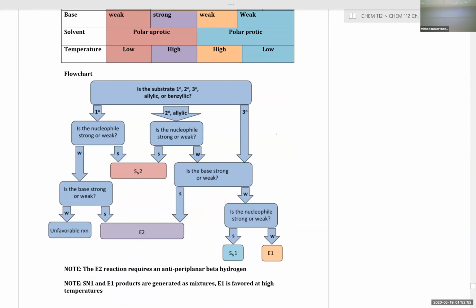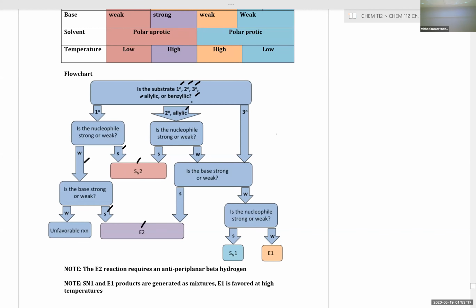If you want a flow chart, this is how I like to think through my reactions. I ask myself, is my substrate primary, secondary, tertiary, allylic, or benzylic? If it's primary, I then ask myself, is the nucleophile strong or weak? If it's strong, I'm in the SN2 domain. If it's weak, then I ask myself, is the base strong or weak? If it's strong, we're in the E2 domain.